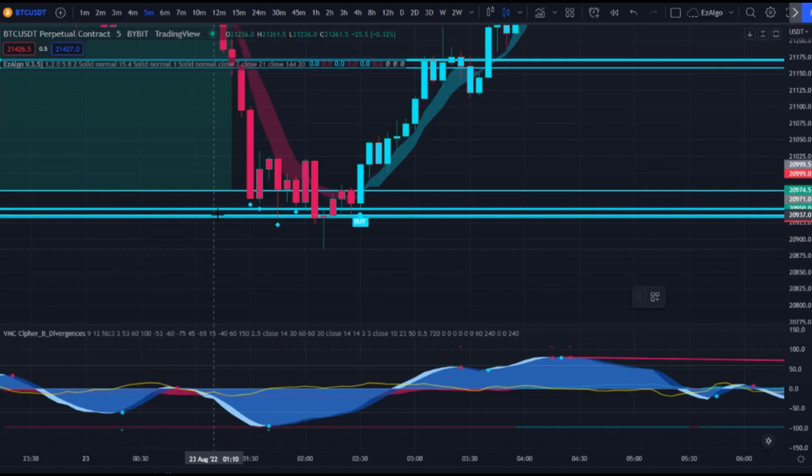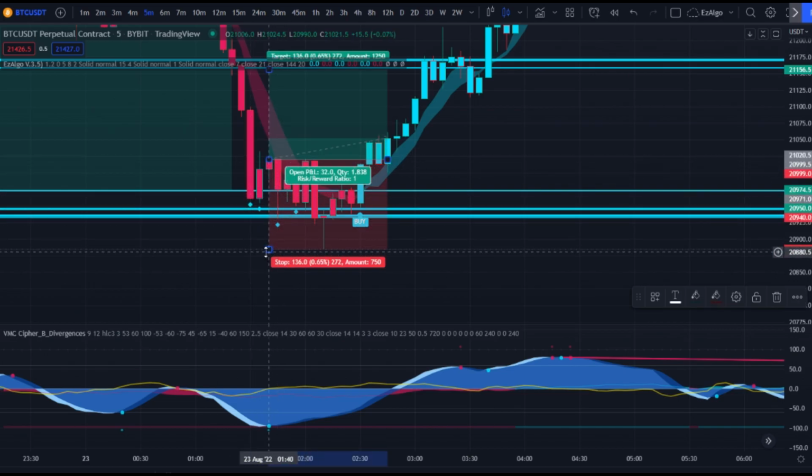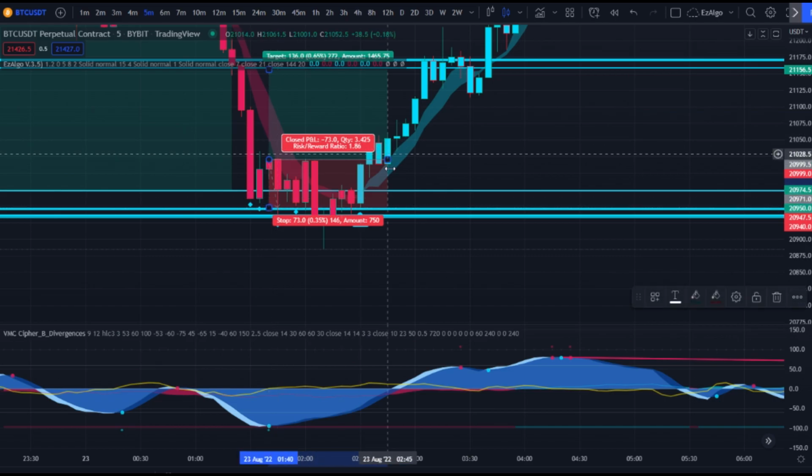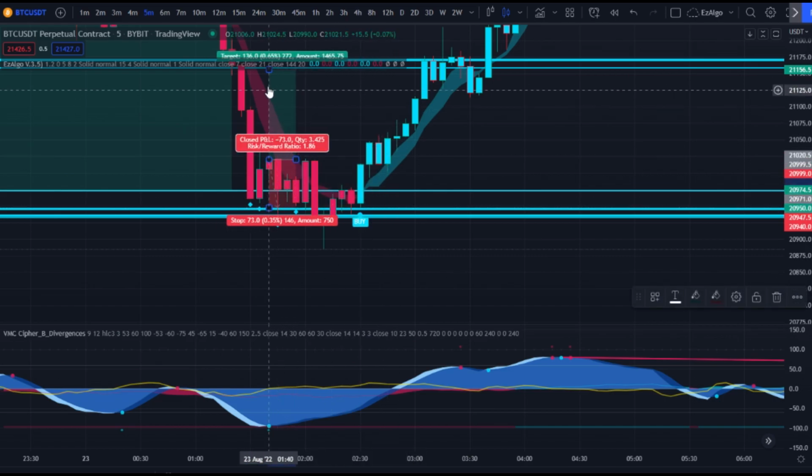All right, we came back down to the support zone. We have this blue buy dot right here bouncing off of the support zone. So we are going to enter that trade, and that is another stop out again at 0.35, 0.4%.